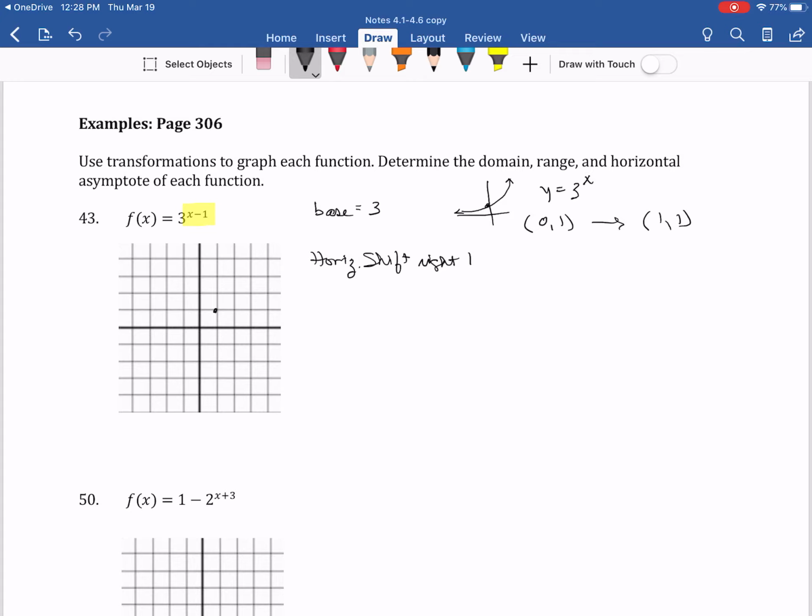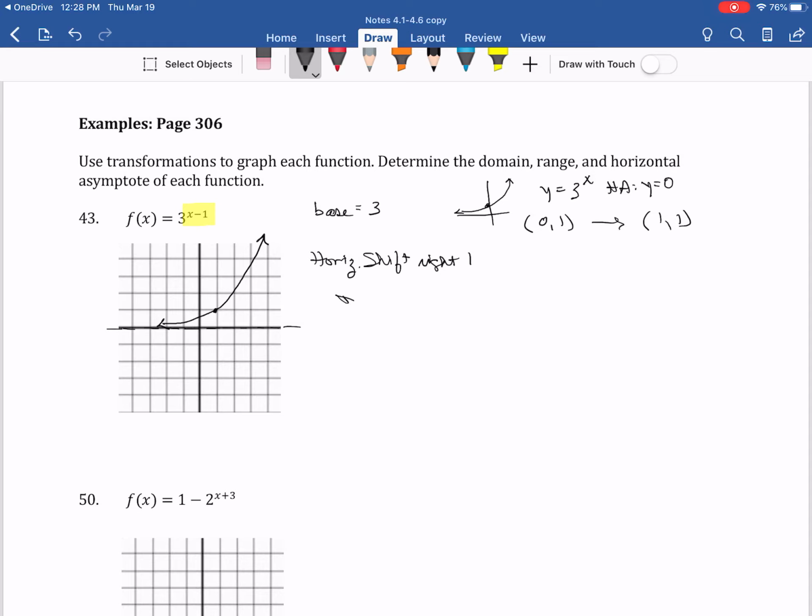The original graph of y equals 3 to the x has a horizontal asymptote, which is the x-axis. In other words, it's the line y equals 0. Okay, so the line y equals 0 is your horizontal asymptote. That does not move. That stays in the same place because if I shift that horizontal line to the right 1, it looks the same. So I'm going to go ahead and sketch in my graph just on that limited information. This is what we get.